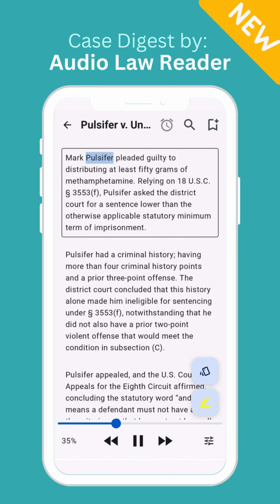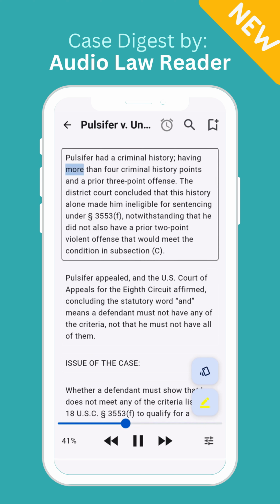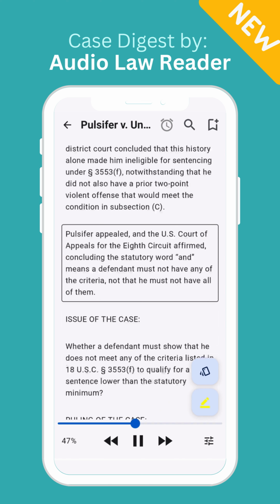Facts of the case. Mark Pulsifer pleaded guilty to distributing at least 50 grams of methamphetamine. Relying on said provision, Pulsifer asked the district court for a sentence lower than the otherwise applicable statutory minimum term of imprisonment. Pulsifer had a criminal history, having more than 4 criminal history points and a prior 3-point offense. The district court concluded that this history alone made him ineligible for sentencing under subject provision, notwithstanding that he did not also have a prior 2-point violent offense that would meet the condition in subsection C.